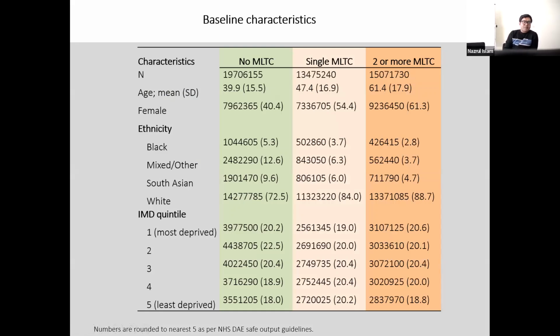In terms of basic characteristics, obviously, it's quite expected that people with 2 or more MLTCs were older and with a higher proportion of females. Ethnicity-wise, it was overrepresented by the white ethnic group, but in terms of IMD, it was reasonably comparably distributed in these 3 groups.